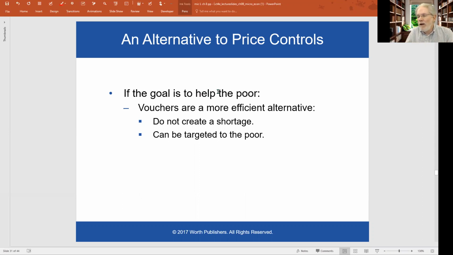So if we want to help low-income people who are renting apartments, we can give them a voucher for whatever amount of money we decide. So if you gave them a voucher for, say, $1,000 a month, that would mean you're giving them a piece of paper, which they can then take to a landlord, and it's the equivalent of $1,000 a month. It's clearly going to help those low-income people who receive the voucher, but it's not going to have the negative effect of creating a shortage.